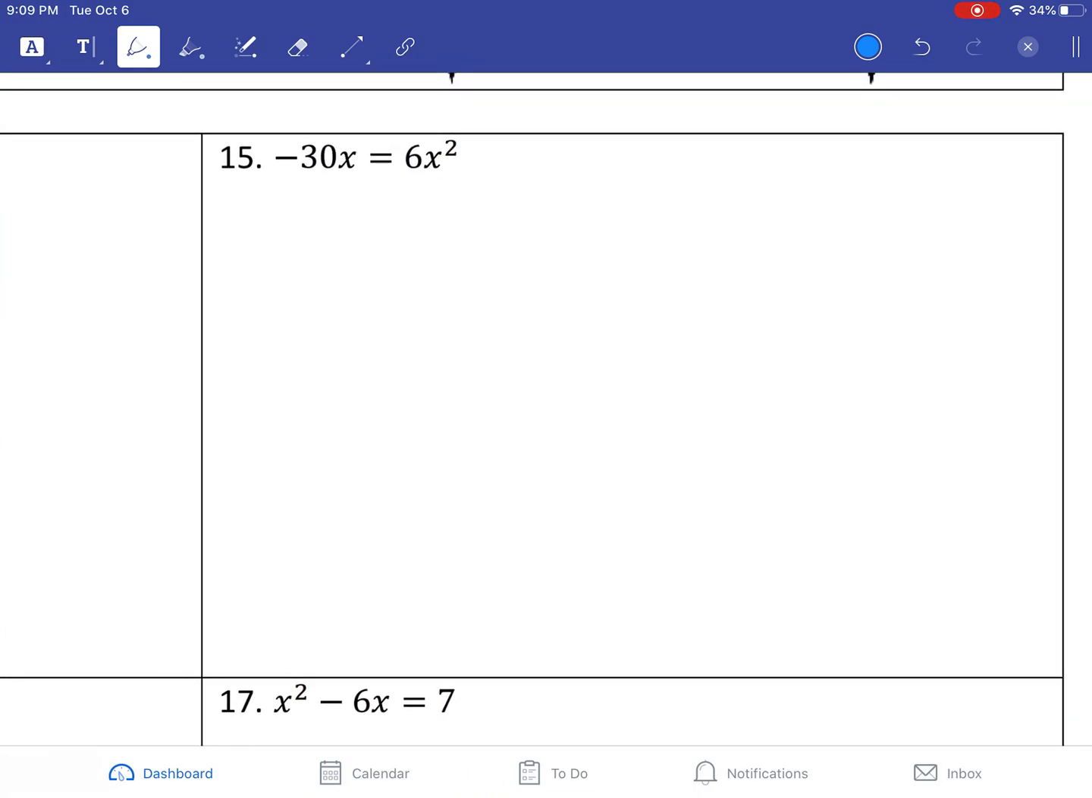For 15, before we can start doing any of the things on our checklist, we have to get everything to the same side. It might seem like we want to subtract the 6x squared to the other side, but I actually don't, because I don't like my first terms being negative. So I'm going to add 30x to the right. I can still write it as 6x squared plus 30x equals 0, because I'm just flipping everything around the equal sign after I move the 30x over. Now my 6x squared is positive, and it's much easier to work with.